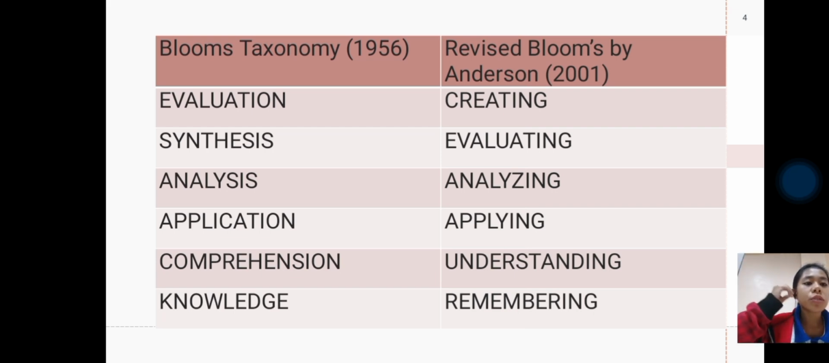Let's start with Bloom's taxonomy. Knowledge is to remember basic facts and information. Comprehension, understanding the meaning of information. Application is using knowledge in new situations. Analysis, breaking down information into parts. Synthesis, combining information to create something new, and evaluation, judging the value of the information.